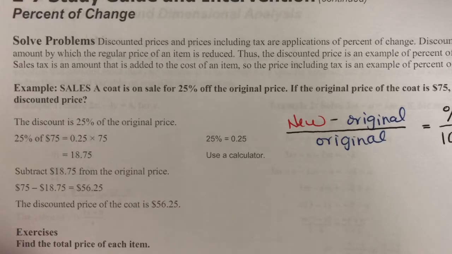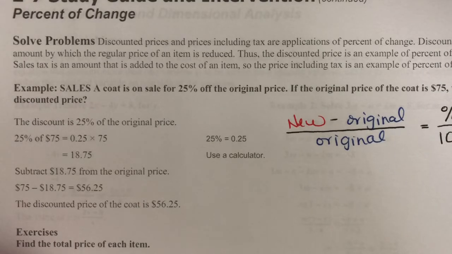Discounted prices and prices including tax are applications of percent of change. Discount is the amount by which a regular price of an item is reduced. Thus, the discounted price is an example of a percent of decrease. Sales tax is an amount that's added to the cost of an item, so the price including tax is an example of the percent of increase.